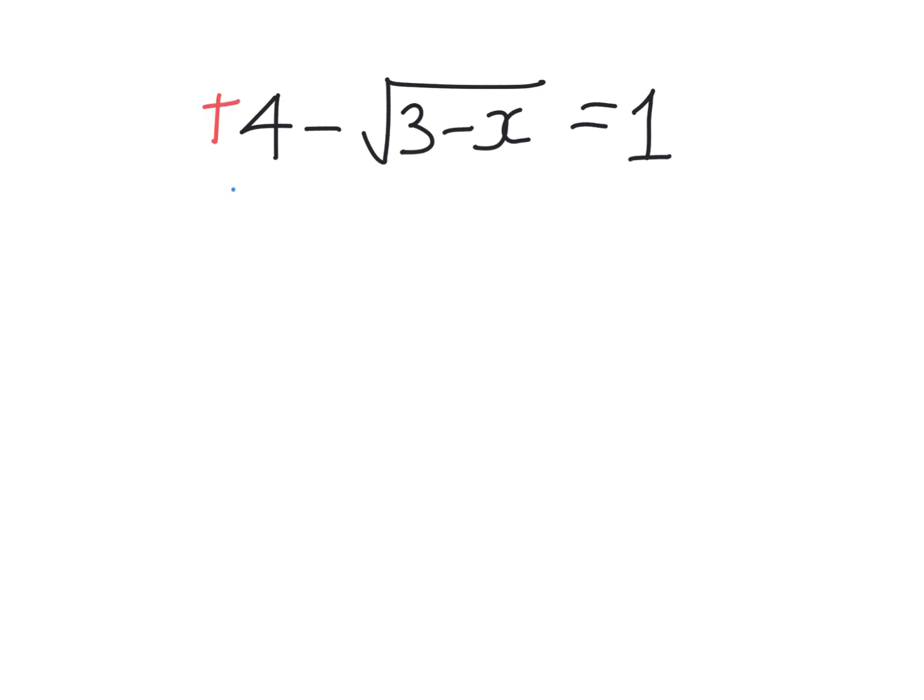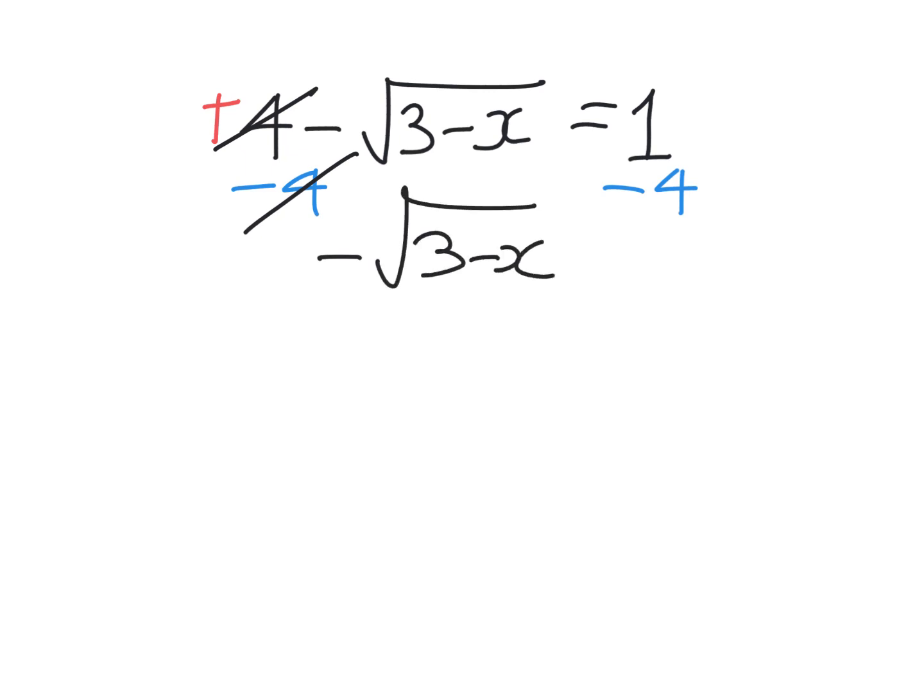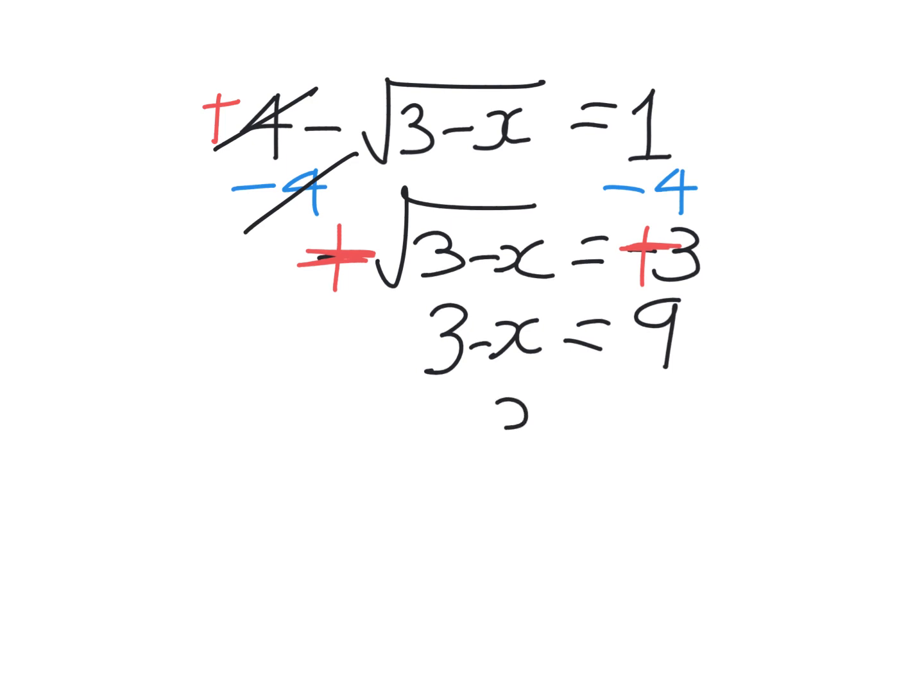So because it was added last, the first thing I undo, I'm going to subtract 4 from both sides because plus 4 minus 4 cancel each other out. So I'm left with -3 square root of 3 minus x. 1 minus 4 is -3. So you can change the sign of one side of the equation as long as you do the same to the other side of the equation. Now I'm going to square both sides. And if you square a square root, you just get rid of the square root. 3 squared is 9. X is, of course, -6, and we're done.